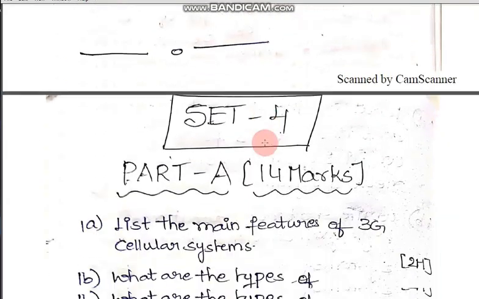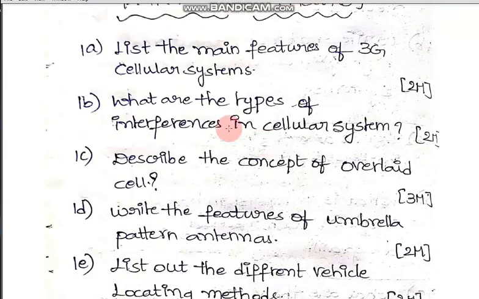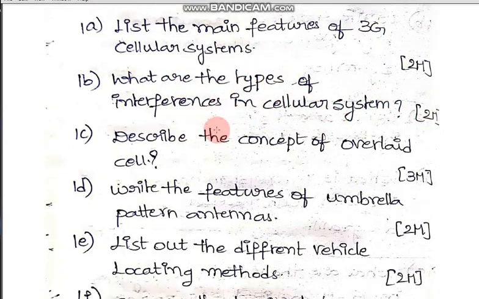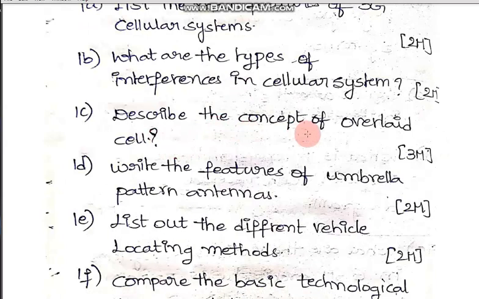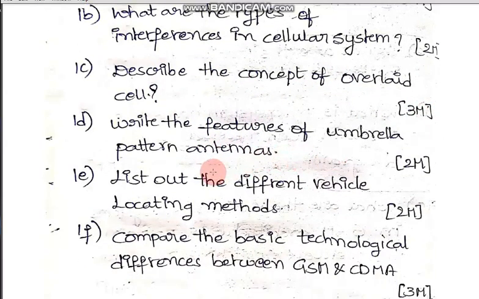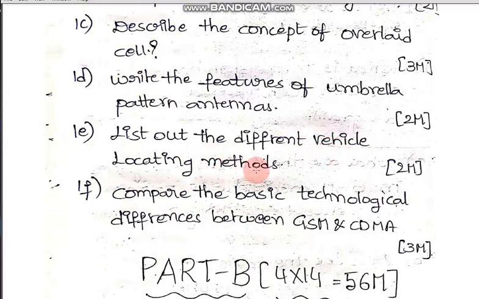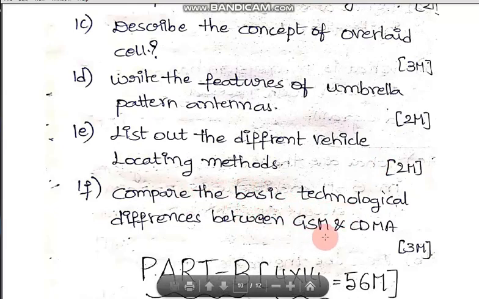And coming to set 4, the 2 marks questions asked here are: list the main features of 3G cellular systems for 2 marks, and what are the types of interferences in cellular system, again for 2 marks. And from the 3rd chapter, describe the concept of overlaid cell for 3 marks, and write the features of umbrella pattern antennas. We've recently seen this in set 3 for 2 marks. And list out the different vehicle locating methods for 2 marks, and compare the basic technological differences between GSM and CDMA for 3 marks.